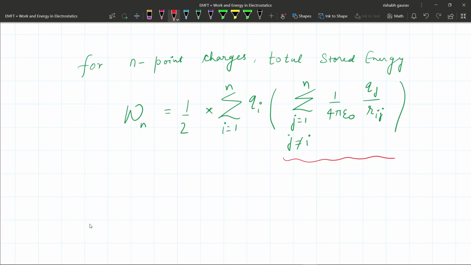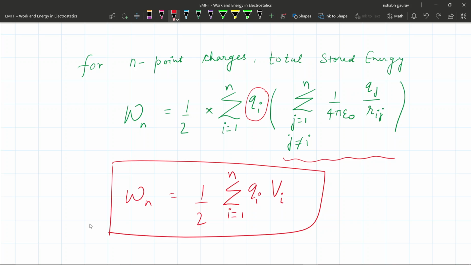Now this term represents nothing but the potential at which the point charge qi is present. If we rewrite this equation, Wn will be written as summation of qi times Vi, the potential at which the charge qi is present.